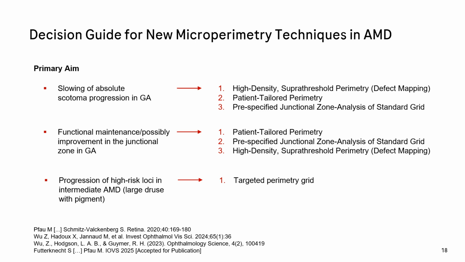And in the field of intermediate AMD, if you aim to target an individual high-risk lesion in an eye, like to follow a large drusen with pigment over time, then obviously this approach of targeted perimetry is the approach to go.